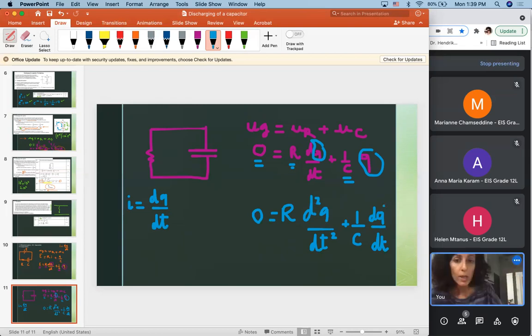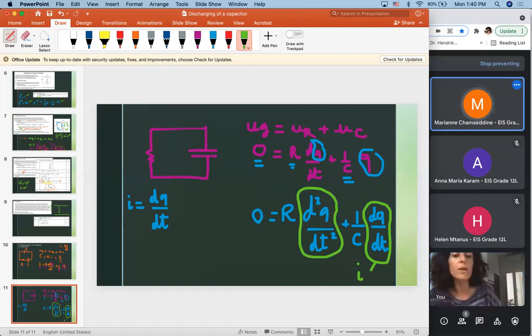Now I can replace, probably use green, this one for I. Okay, this is I. Who knows how much this one becomes? You have to tell me. I'm gonna be quiet. Is it I squared? I can't hear you. Is it I squared?